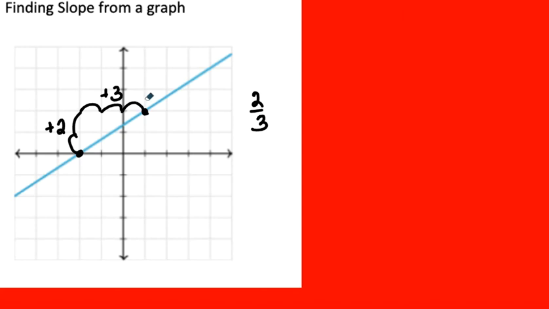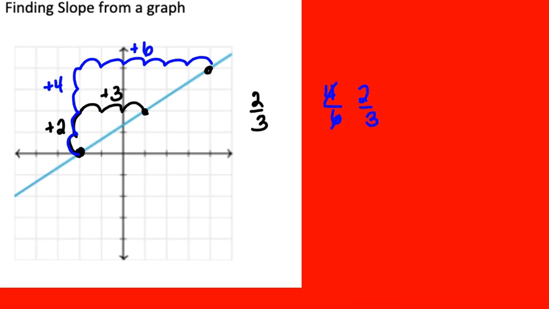Now, what if we didn't pick those points? What if I say I picked this point and this index point? Let's see what happens. 1, 2, 3, 4, so up 4 and over 1, 2, 3, 4, 5, 6. So my slope would be 4 over 6, which in simplified form would be 2 over 3. It's important to know that if a point is on the line, you can pick any points on the line to find the slope, okay? Because they all would have to have the same slope to be on that line.